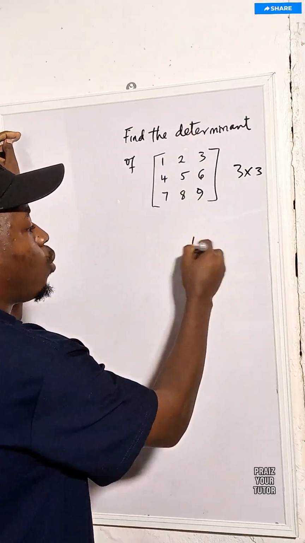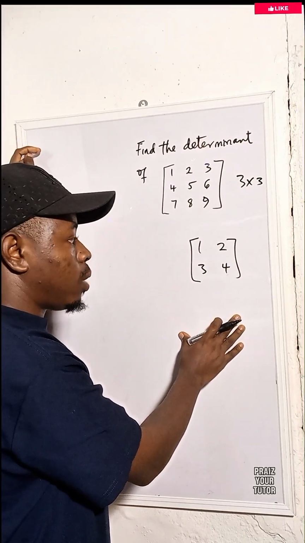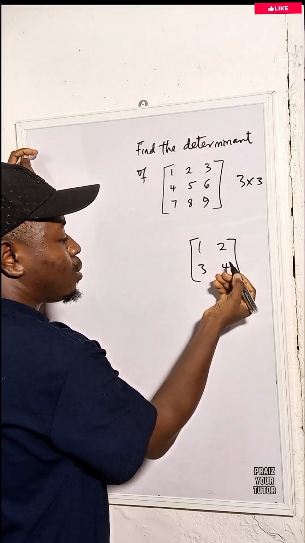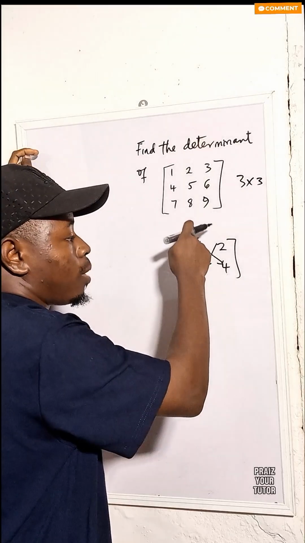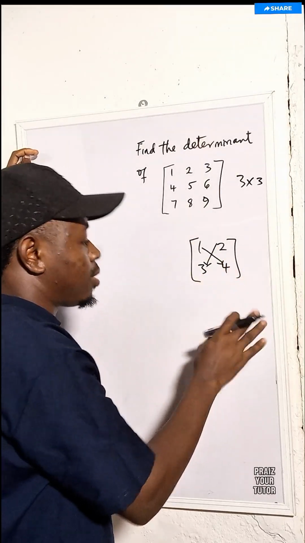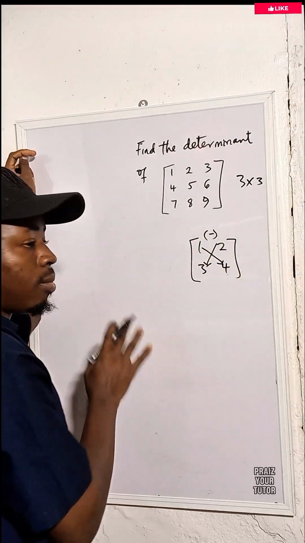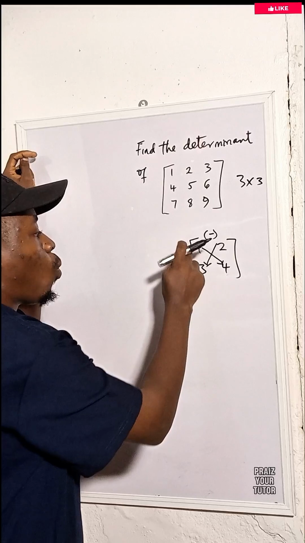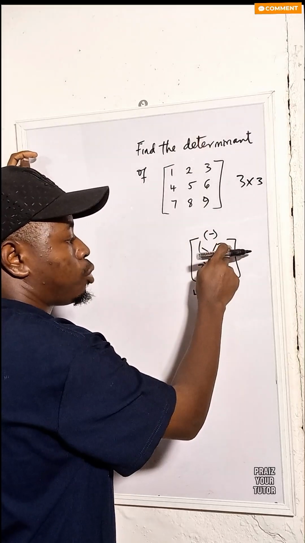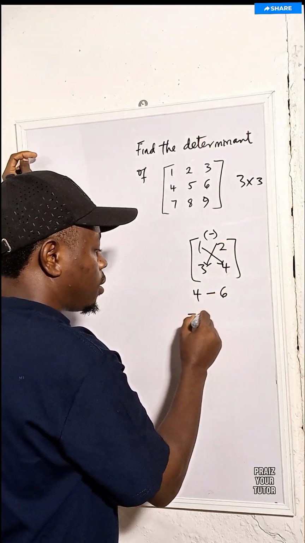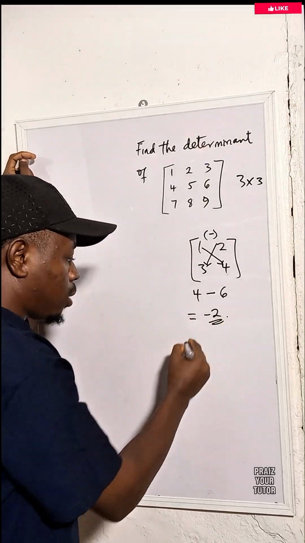2 by 2, let's say we have 1, 2, 3, 4. This here is a 2 by 2 matrix, right? Now you have to multiply here, then multiply here. You have to multiply the first diagonal first before you do the second one. And there's a minus sign here. It's always there. It's not written, but you have to know that it is there. 1 times 4 here is 4, minus in the middle, 3 times 2, 6. Answer is minus 2.